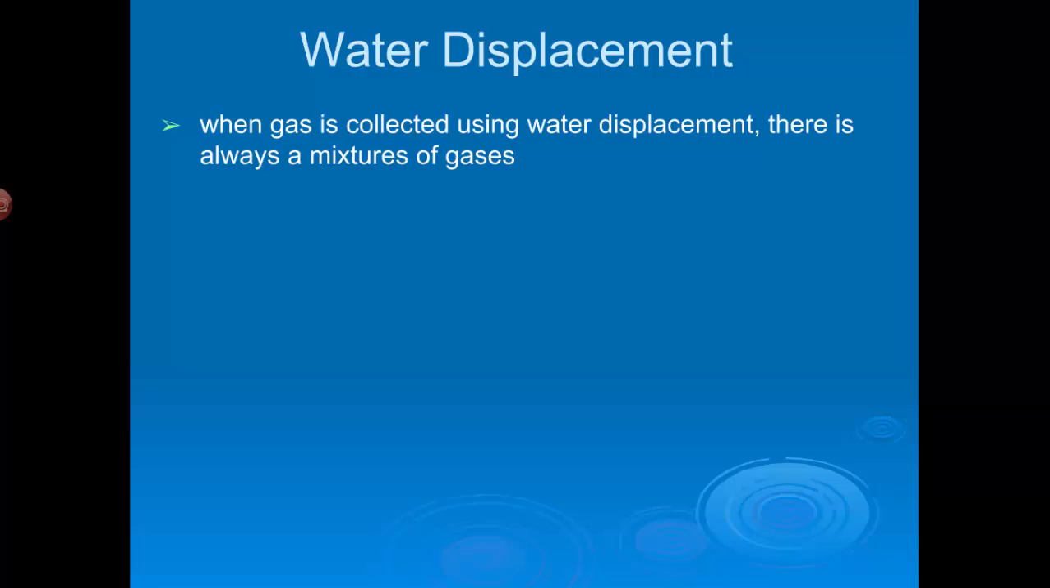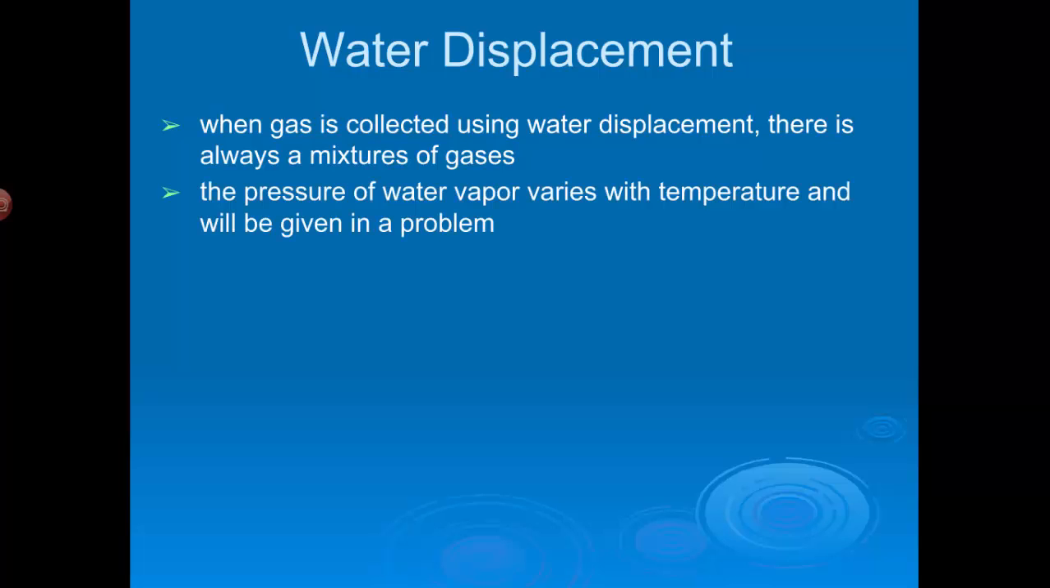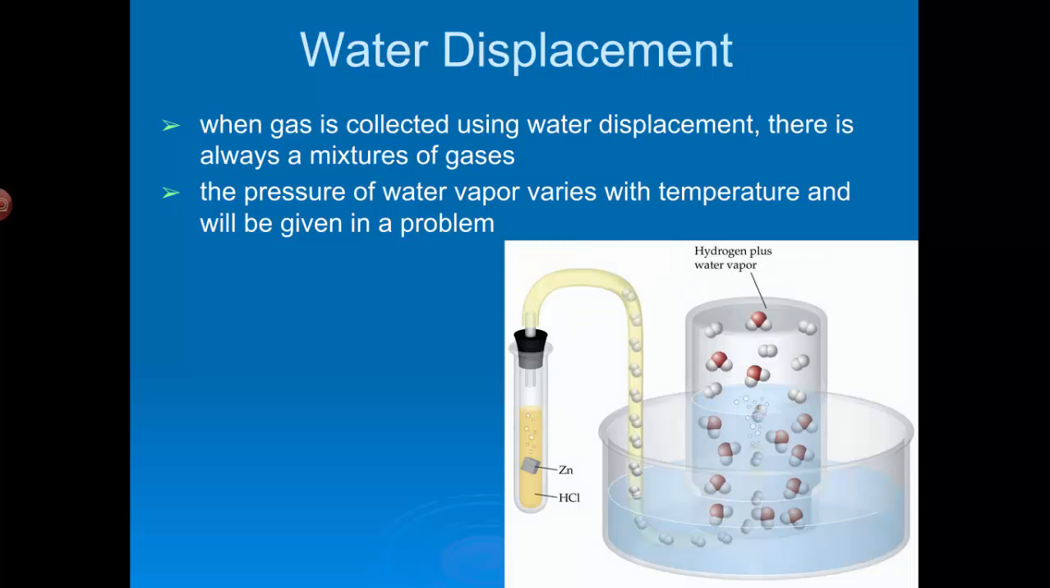Now the problem with water displacement, it's a nice easy way of capturing a gas, but when you do that, you'll always have a mixture of gas, because water evaporates to fill up a space too. And so as you're collecting this gas, whatever it might be, you're also collecting some water vapor. And since water vapor is a gas, it contributes to the pressure. Now, the pressure of water vapor over the liquid changes depending on the temperature, and it'll always be given to you in a problem.